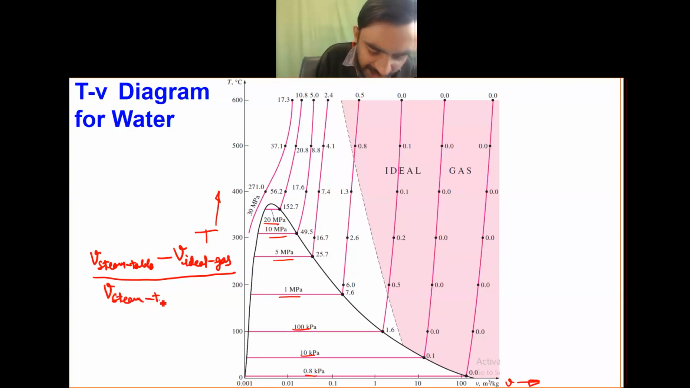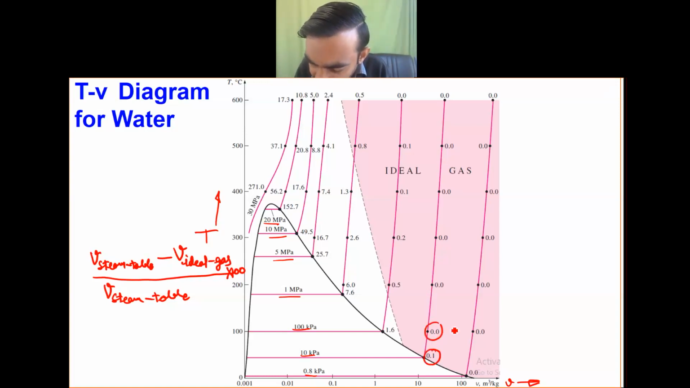So because that is our actual volume, and if I multiply this by 100, I can find the percentage change of the volume. The actual volume is taken from the steam table, and we compare it with the volume predicted from the ideal gas equation. We have marked some numbers over here. These numbers are nothing but our percentage error obtained using this particular equation.